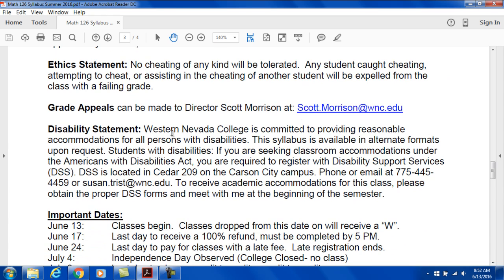Disability statement. Western Nevada College is committed to providing reasonable accommodations for all persons with disabilities. This syllabus is available in alternate formats upon request. Students with disabilities: if you are seeking classroom accommodations under the Americans with Disabilities Act, you are required to register with the Disability Support Services.